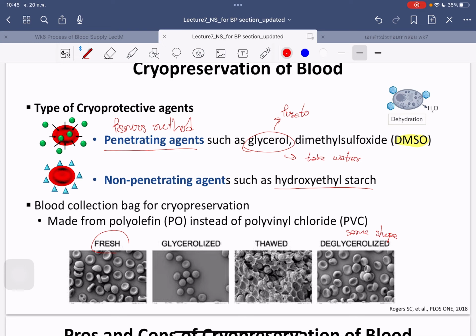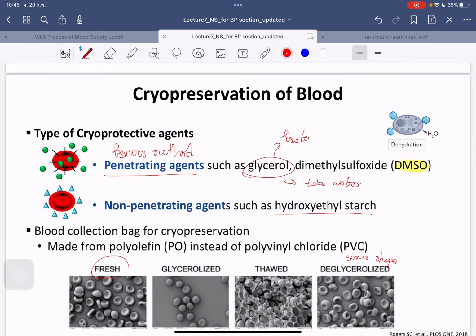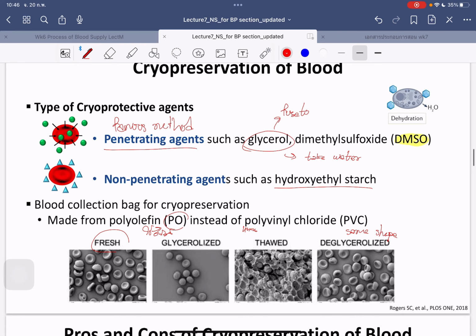The blood bag should still be the same shape and should be frozen in liquid nitrogen. So we use polyolefin instead of polyvinyl chloride. I would like you to remember this one as well. So right now, what is the famous cryoprotective agent used in the blood bank? Glycerol, DMSO? Glycerol. Okay, glycerol.